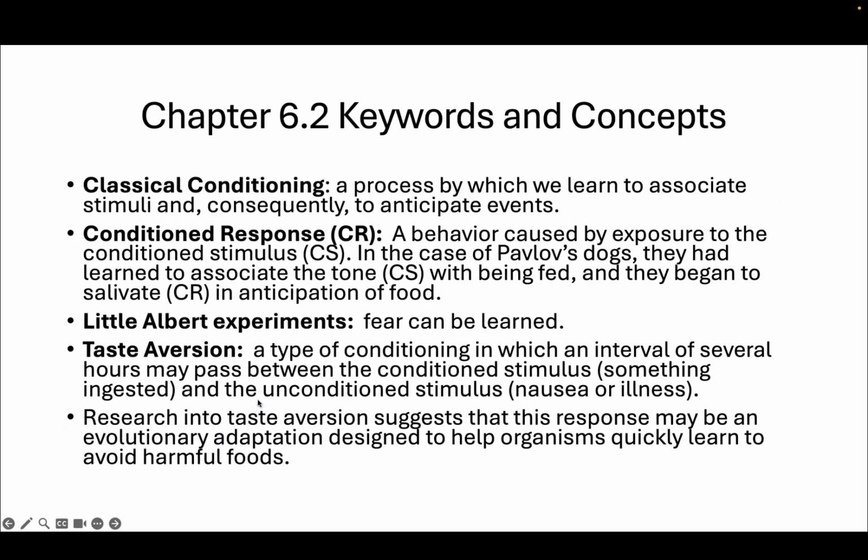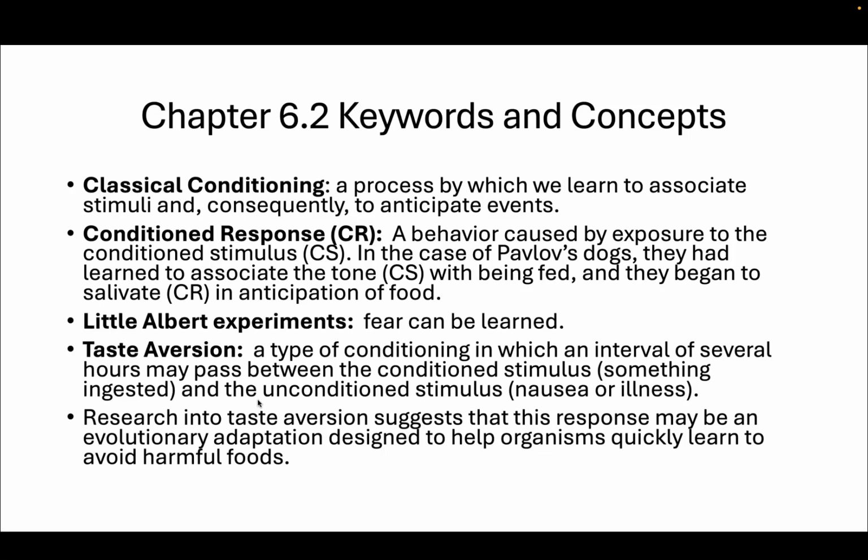So moving into the conditioning portion of the chapter, classical conditioning. Classical conditioning is a process by which we learn to associate stimuli and consequently to anticipate events. So in your textbook, you read about Pavlov and his dogs and how he learned that he could condition the dogs to respond simply to a bell, not even the food, just the bell that came before the food, right?